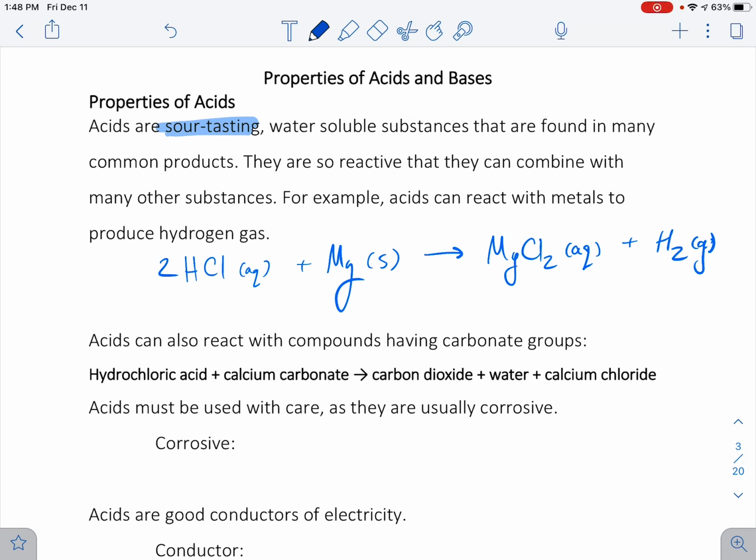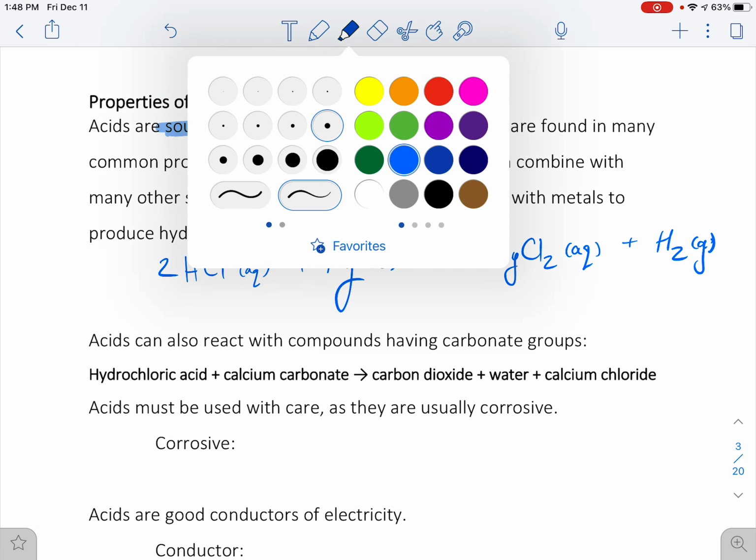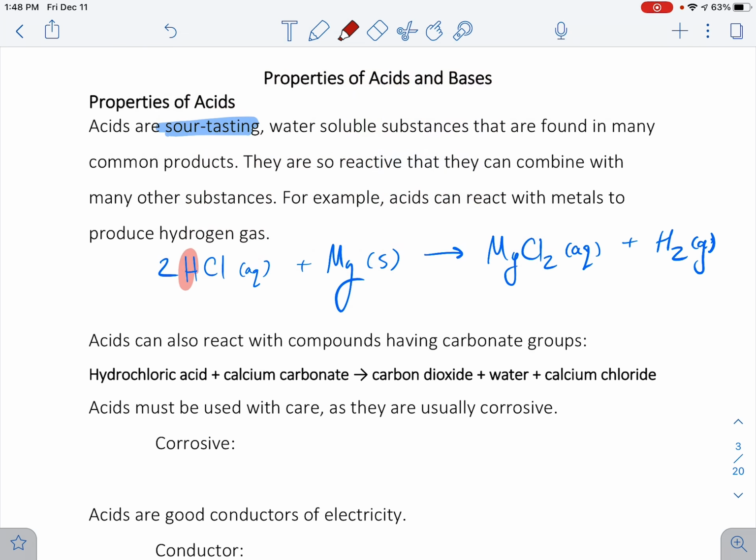The reason for this property is really about hydrogen. So hydrogen is our smallest and most reactive element on our periodic table, really. It is very, very tiny, and it can move around and get in and react with many different types of compounds.